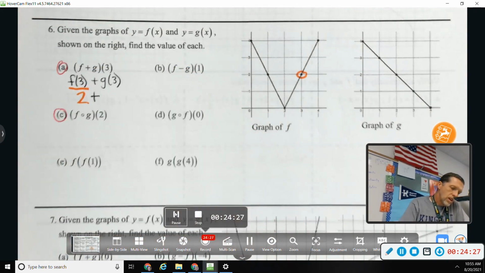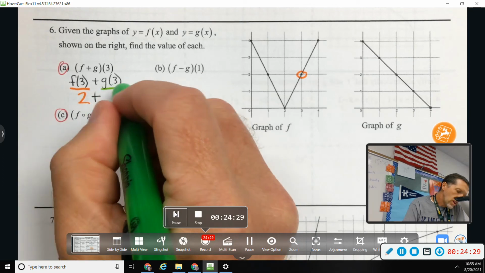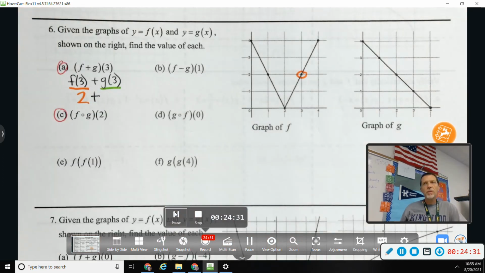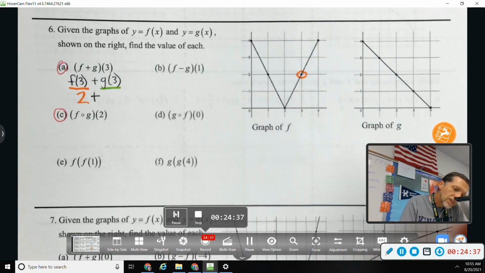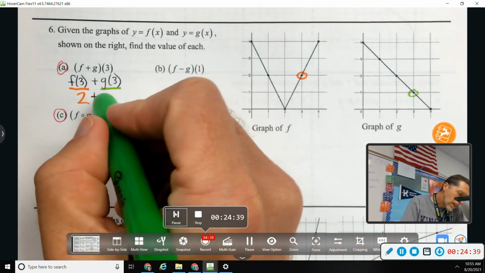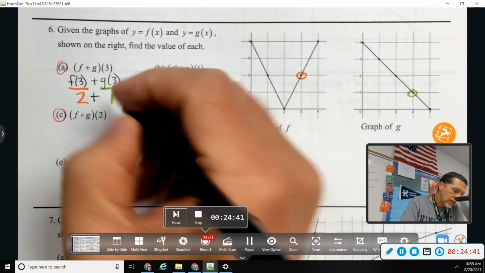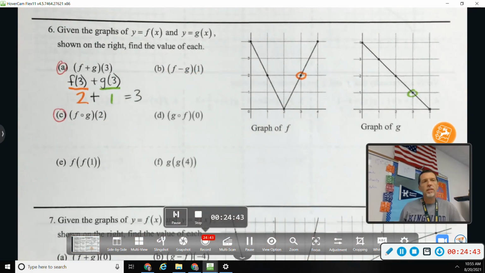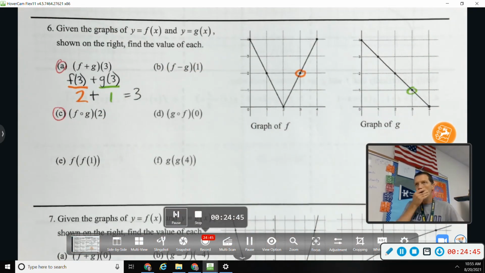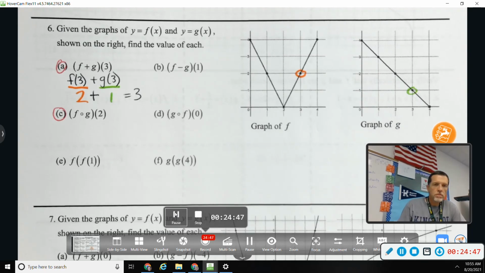G of 3, again, just be careful, make sure you're looking at the right graph and the right x value. What's g of 3 equal to? 1. And then, so the answer is 3.